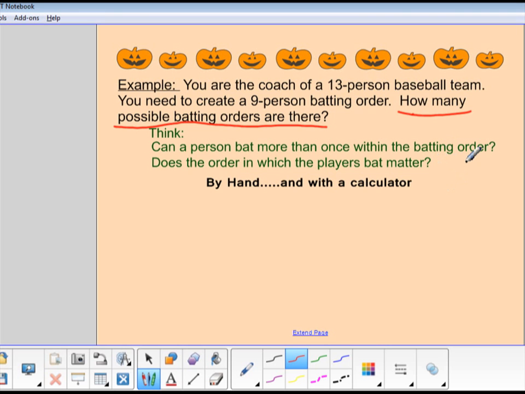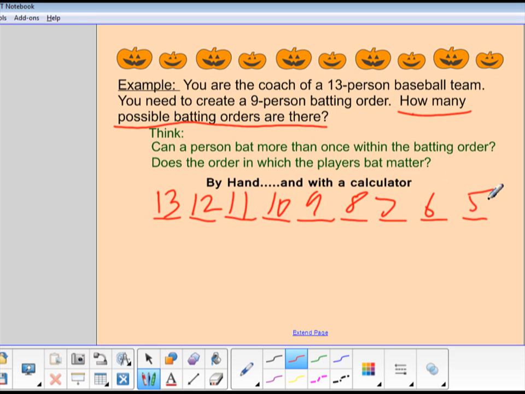So this is permutations. I'm going to show you several different ways you could do this calculation. We could do it the way we did it yesterday with the fundamental counting principle. I've got a 9-person order, so 1, 2, 3, 4, 5, 6, 7, 8, 9. And I ask myself, how many people could bat first? Well, I have 13 to choose from to bat first. After I choose one, there's 12 left to be second, and then 11, and then 10, and 9, and 8, and 7, and 6, and 5. Yuck, that's kind of a lot of writing.